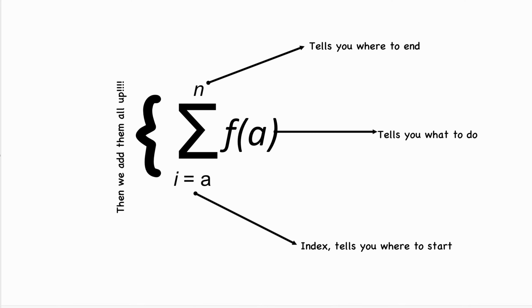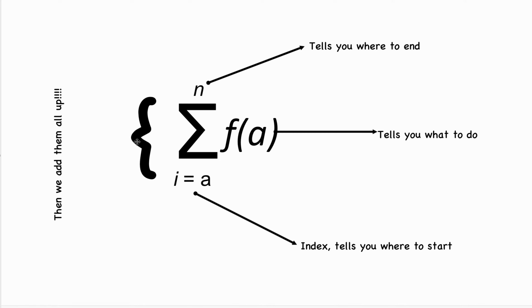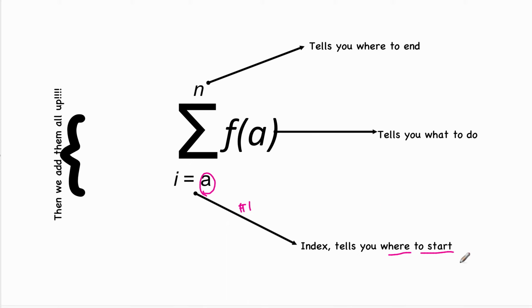So it has some parts here. I'm going to move that over here. This is what it's going to look like. There are actually 4 parts to this. We start here on the bottom. This is your first step. This is your index. There's going to be a number here, and that number tells you where you're going to start.